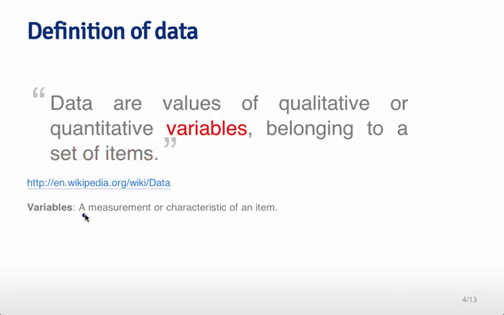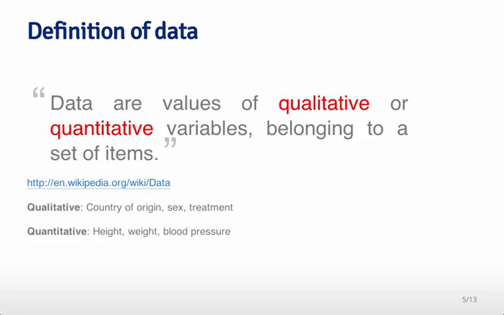Variables are measurements or characteristics of an item. So they might be measurements, as in you measure the height of a person, or you measure the amount of time a person stays at a website, or they might be more qualitative characteristics. So it might be the places that the person looks on the website, or whether you think the person visiting is a man or a woman. And so you have both qualitative and quantitative variables.